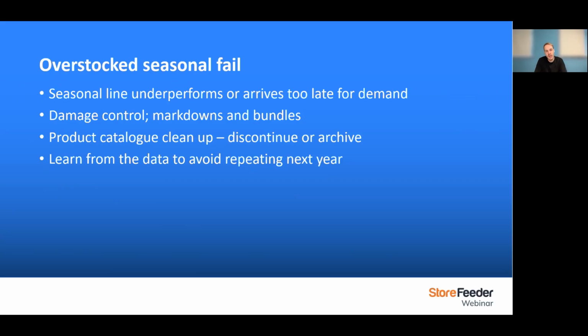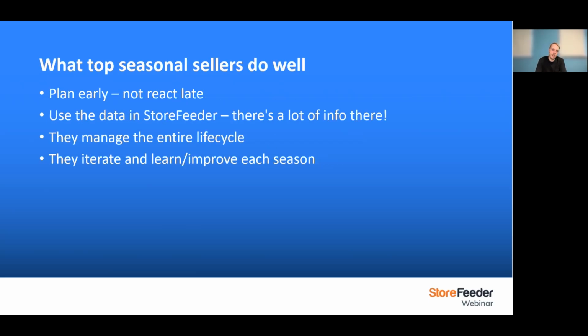And then this one, an overstocked seasonal fail. So this is when a seasonal line underperforms or arrives too late for demand. It usually comes from perhaps overly optimistic buying or late shipments from a supplier, potentially. The goal isn't to avoid failure entirely, it's to learn, adjust, and not make the same mistakes twice. So it's not a terrible thing if it happens, I suppose, but it's just good to have that information and that data so you can learn from it, and avoid repeating the same mistakes.